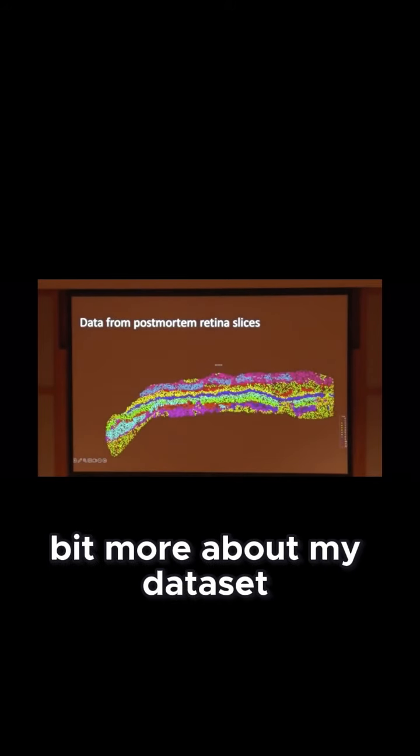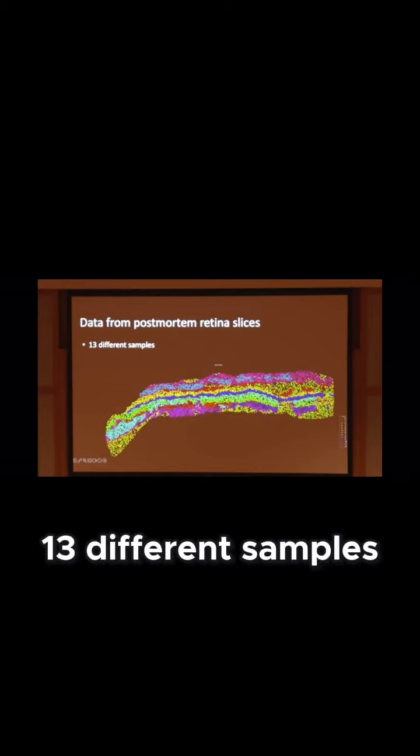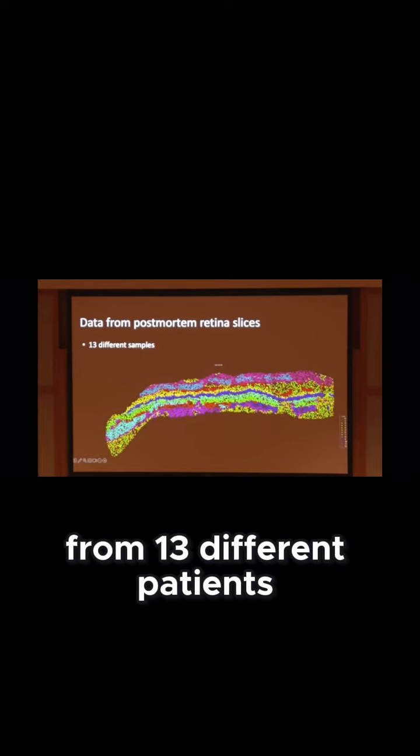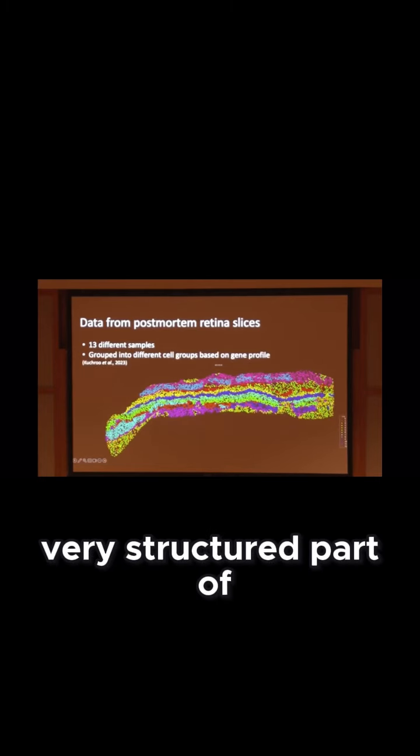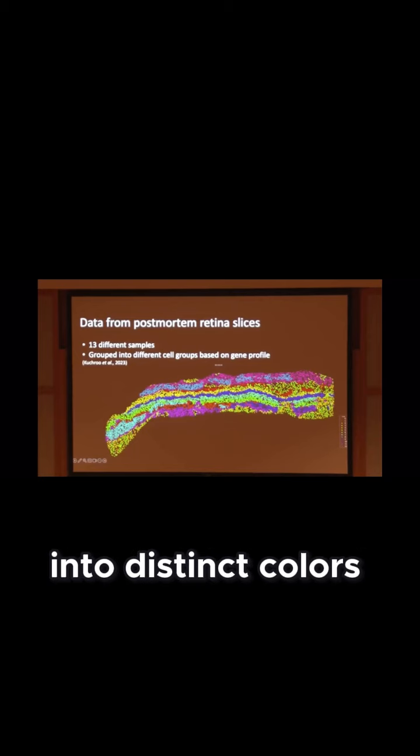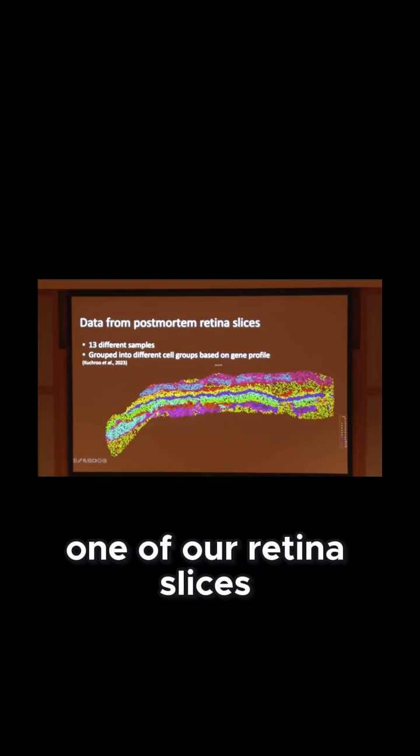Now, let's talk a little bit more about my data set. My data set actually contained 13 different samples. This means 13 slices of retina from 13 different patients. Now, as you can see on the screen, the retina is a very structured part of our body, and we were able to group the different cell types into distinct colors. And this is an image of one of our retina slices.